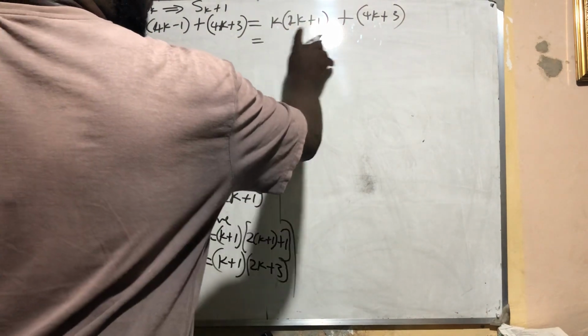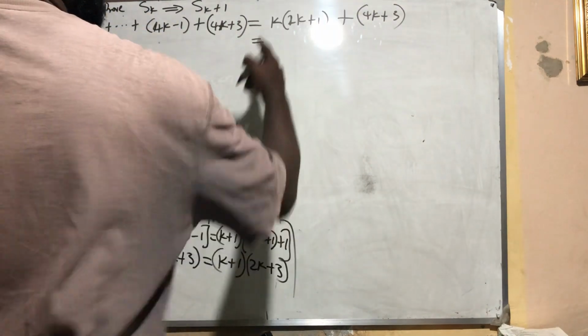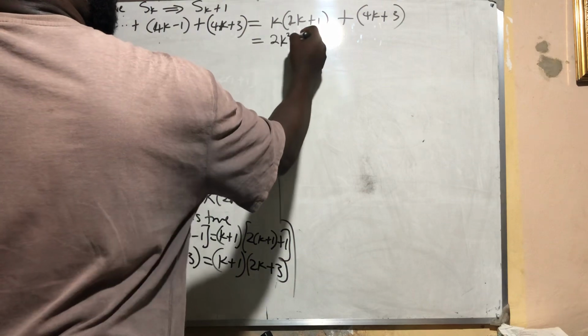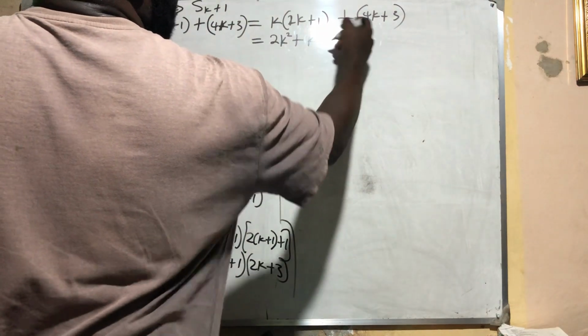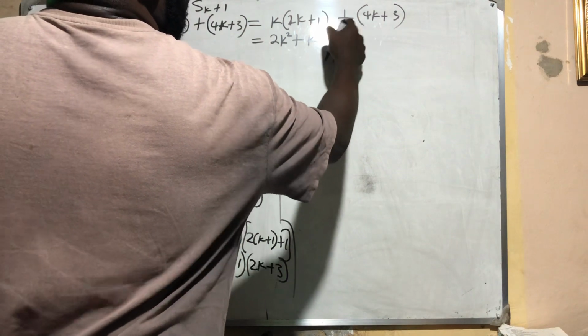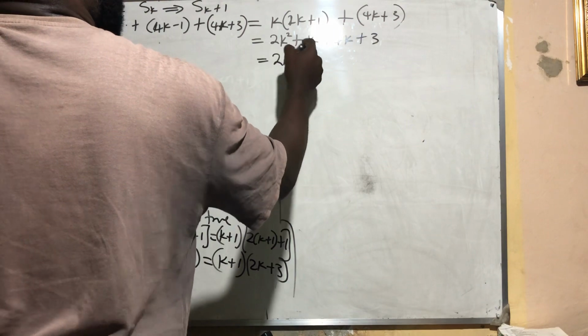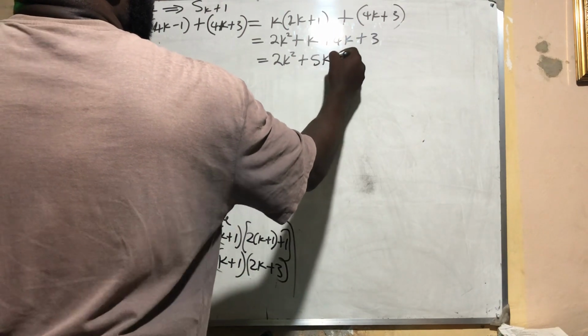First of all, you check if anything is factorizable. Nothing is factorizable, so let me just clear the bracket. This time, this will give you what? 2k squared. This time, this will give you plus k. This time, this will give you plus 4k. This time, this will give you what? Plus 3. So if you do this, you have 2k squared plus 5k plus 3.